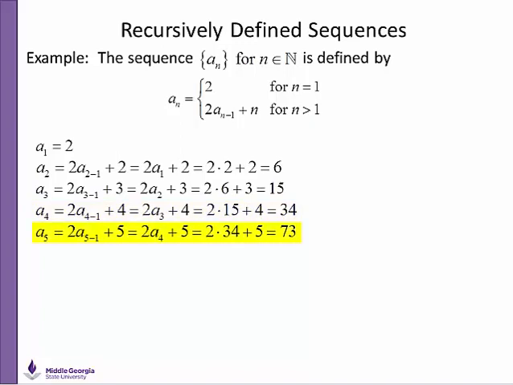a sub 5 equals 2 times a sub 5 minus 1 plus 5 equals 2 times a sub 4 plus 5, and a sub 4 we just found to be 34. So we have 2 times 34, which is 68, plus 5 is 73, giving us the sequence 2, 6, 15, 34, 73, and so on.